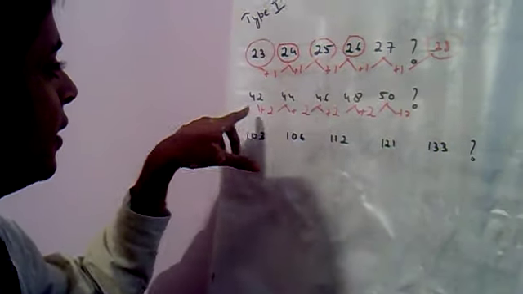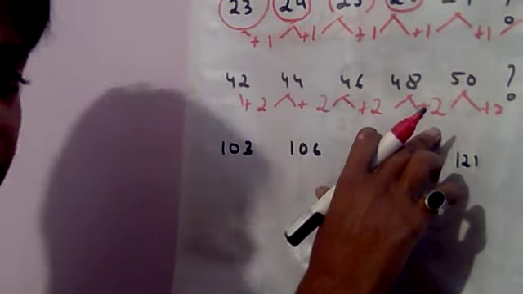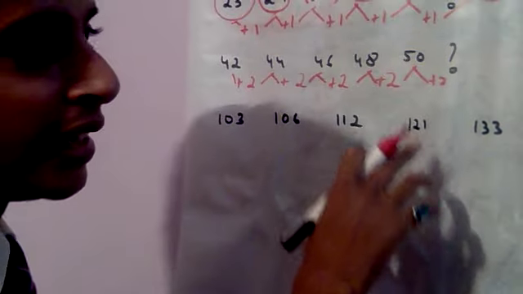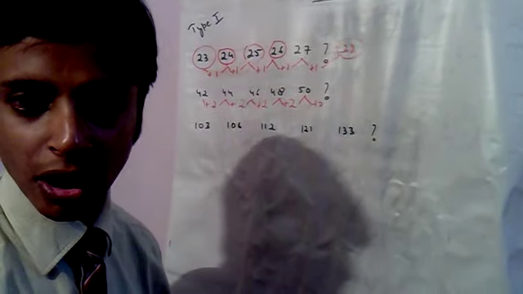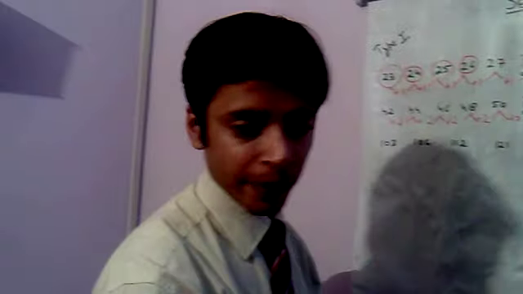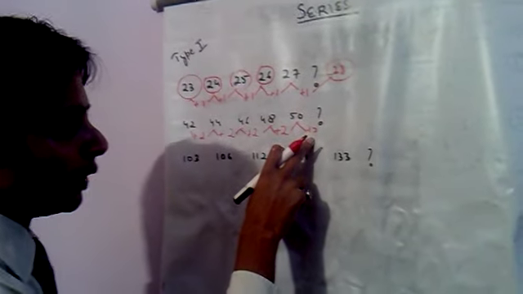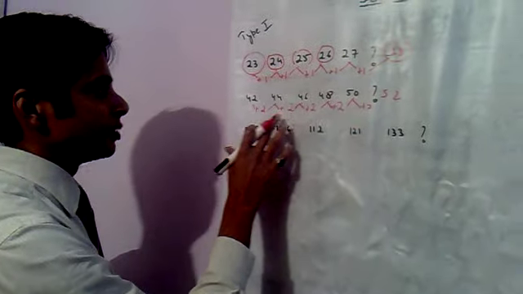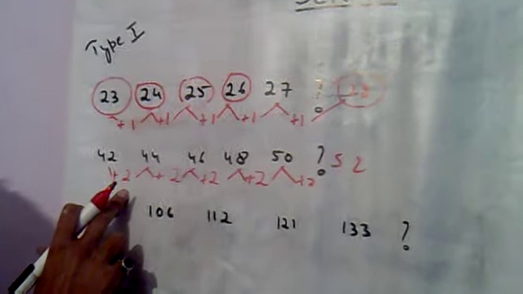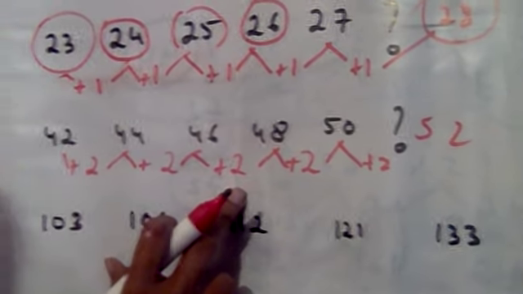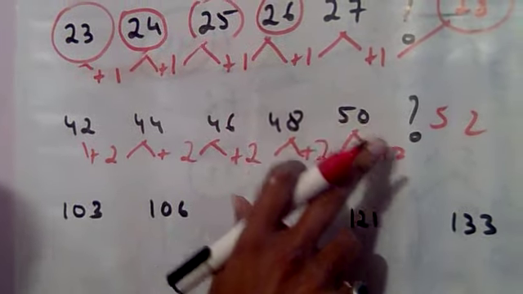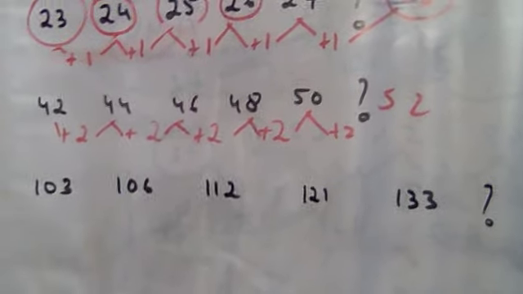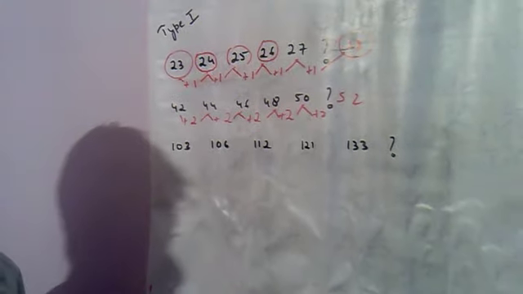So here we can see 2 has been added each time, and this is the pattern of the series. So the pattern of the series is adding 2 to a number to get the next number. We'll add 2 to 50 and we'll get 52, as the series progresses: 42 plus 2 is 44, 44 plus 2 is 46, 46 plus 2 is 48, 48 plus 2 is 50, and 50 plus 2 is 52. Okay, let's check out one more question over here and then we'll be off to type 2.